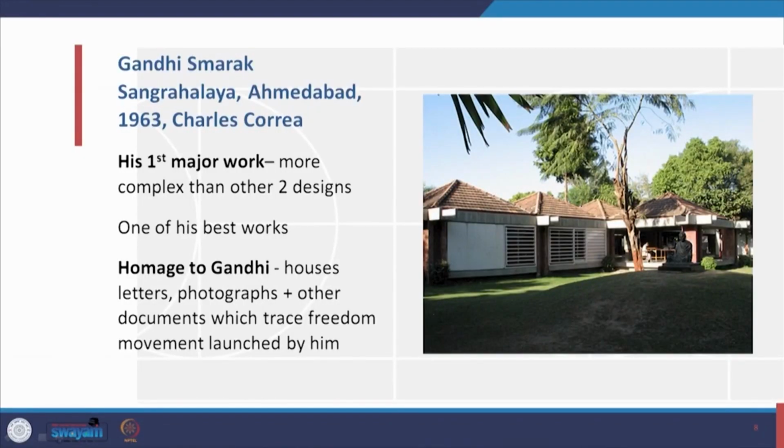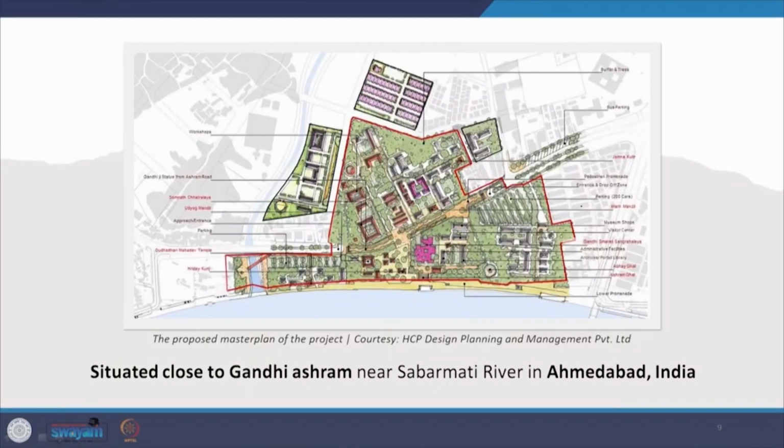It houses the letters, the photographs and other documents which trace the independence movement that was launched by him, in which he became the pivotal figure. So if we look at this site plan, this is actually an evolved site plan. This is a proposed master plan of the Sabarmati Ashram project, which is going to be executed by HCP Design Planning and Management Private Limited, that is Bimal Patel's firm.